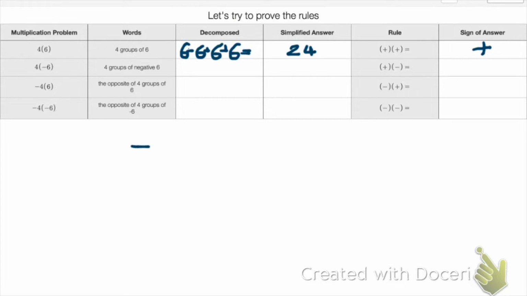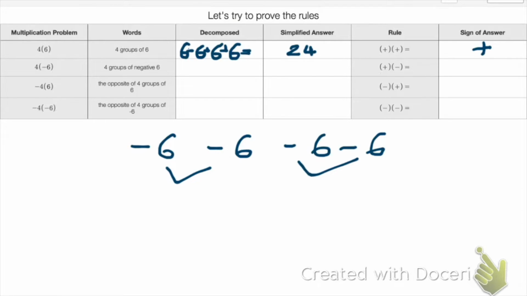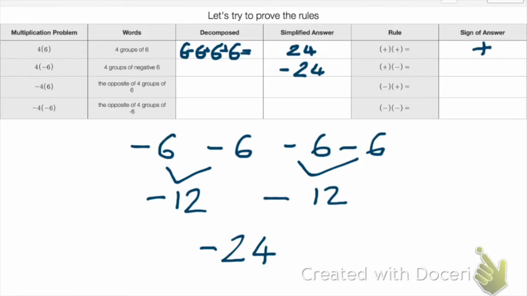The next one, 4 groups of negative 6. That means we have to write negative 6 4 times. We study that we can add them together, so negative 6 minus 6 equals negative 12. Negative 12 minus 12 equals negative 24. So the answer here is negative 24. So 4 is a positive number. Negative 6 is a negative number. Positive multiply negative, the answer is a negative answer.